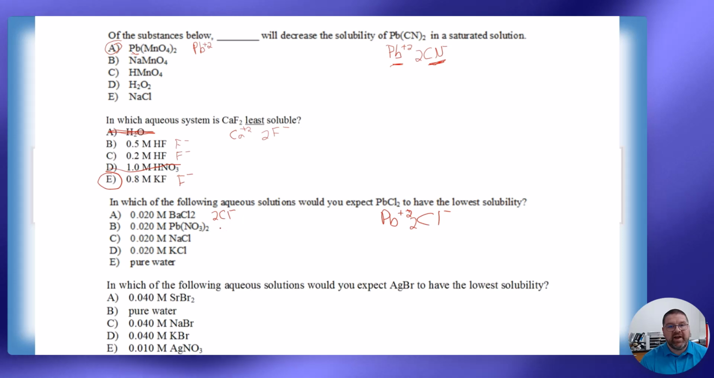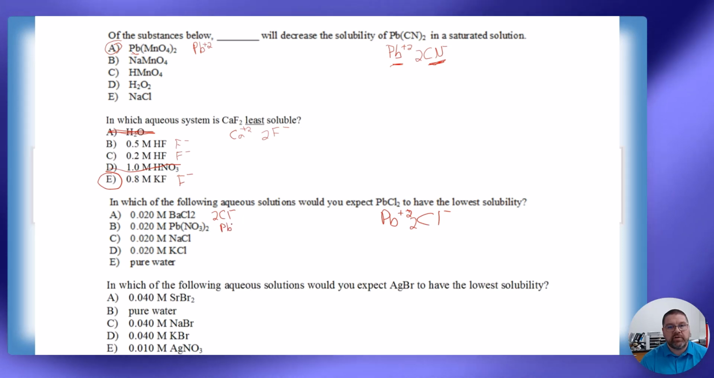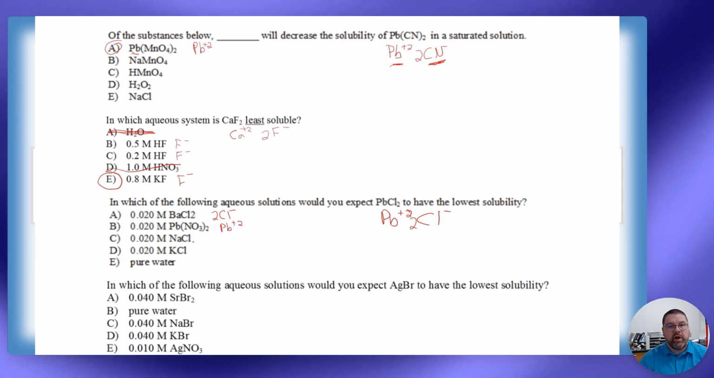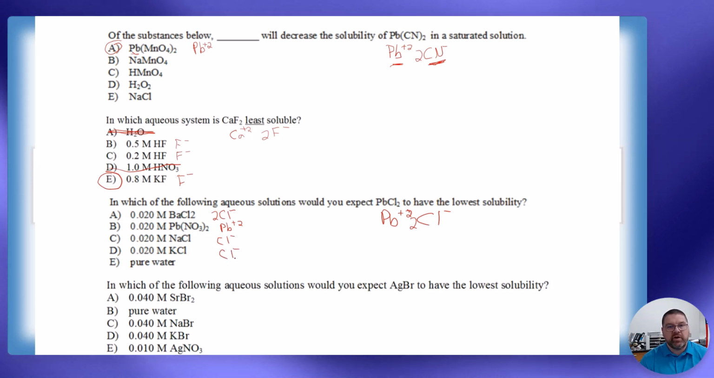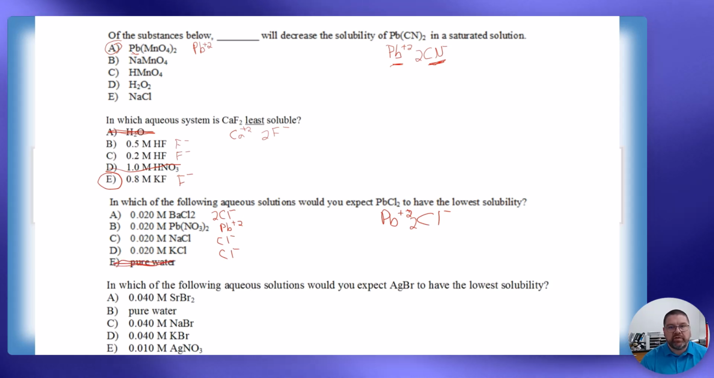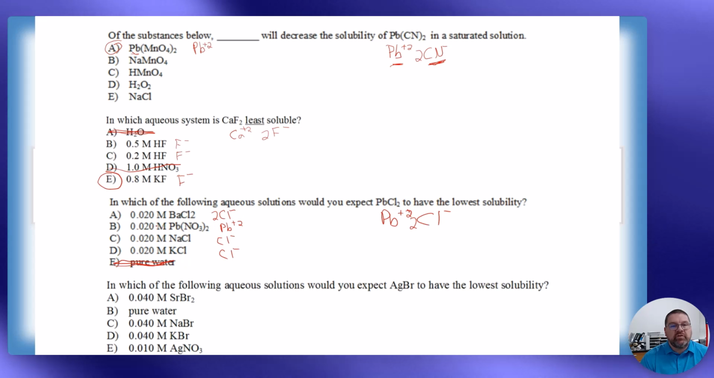Here we're going to get lead, right? So that's lead plus 2. Here we're going to get a chloride, just 1. And here we're going to get a chloride ion. So all of these, save for the pure water, that one we can eliminate because we want the lowest solubility. All right, now we need to look at our concentrations and take that into account.